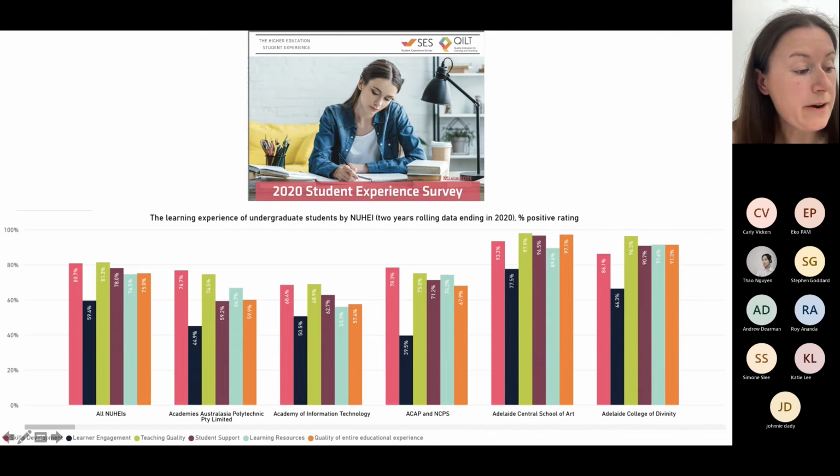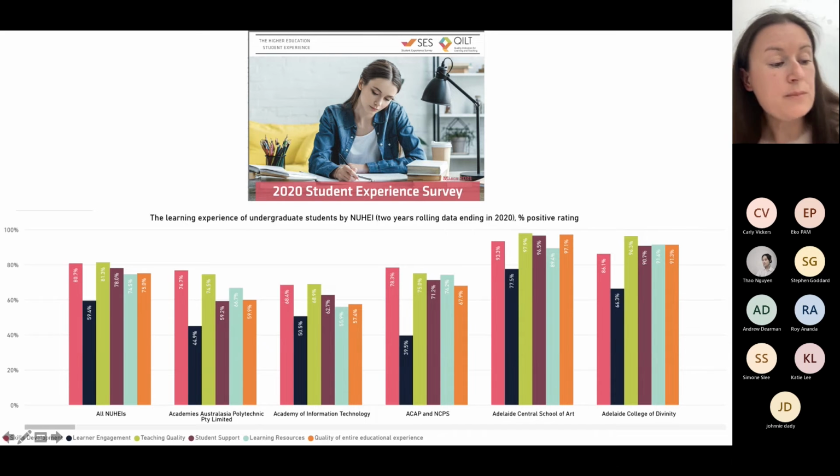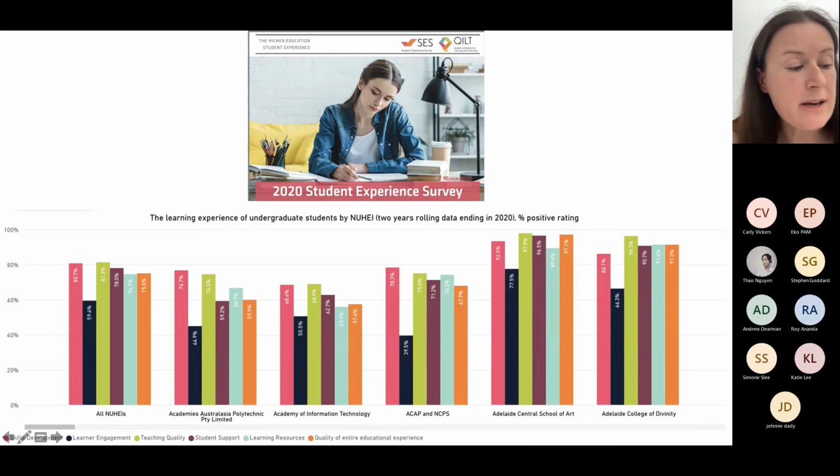Across all areas measured for learning experience, including skills development, learning engagement, teaching quality, student support, learning resources, and quality of entire educational experience, from 2019 data through to 2020 data, ACSA's ratings rose. This improvement, which is such an affirmation for the school, generates questions around whether both online delivery and the dual split delivery were critical factors in the success measured through the survey.